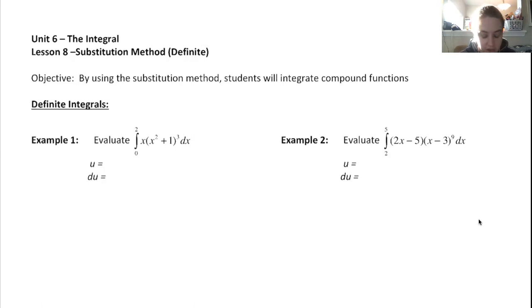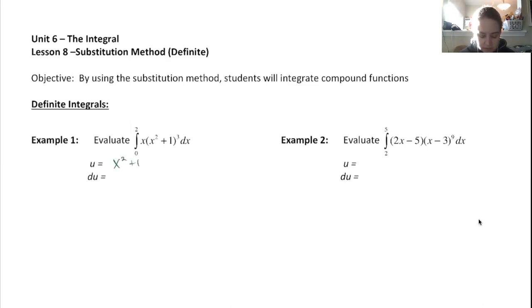Just like yesterday, you want to look for your U, which is not ready yet because my pencil's not ready yet. Hold, please. There we go. U is going to be the x squared plus 1. And du is the derivative of that.